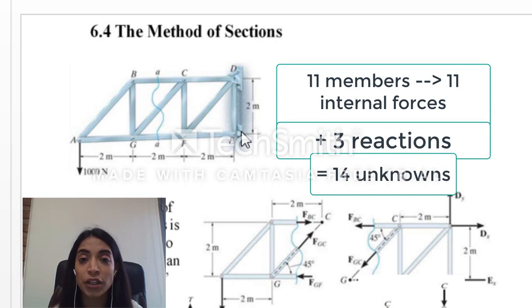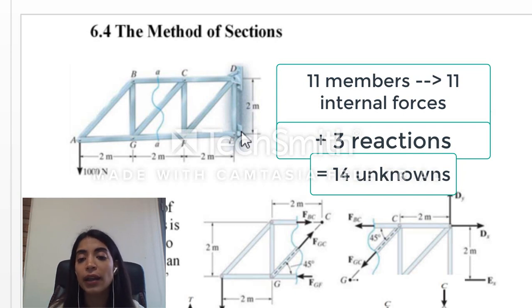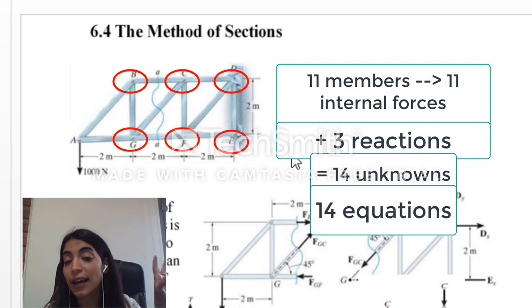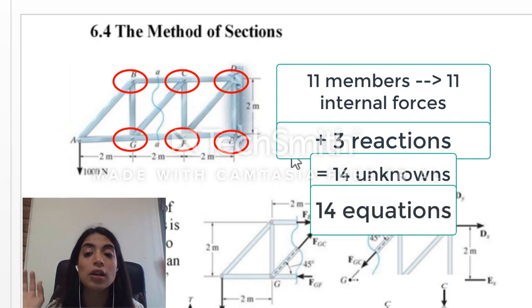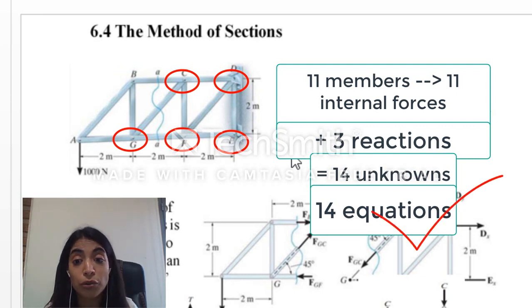How many equations do I have? It is basically the number of joints times 2, because as we said, there are 2 equations per joint. So how many equations do I have here? In fact, I have 1, 2, 3, 4, 5, 6, 7 joints, which means I have 14 equations, and I just said that I have 14 unknowns, so this truss could be solved. It is determinate. The number of equations is equal to the number of unknowns.